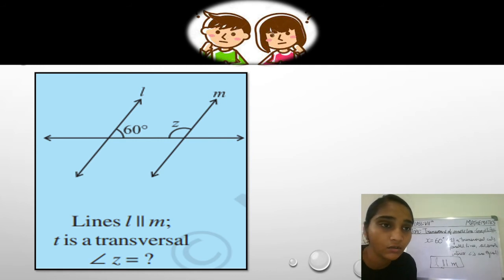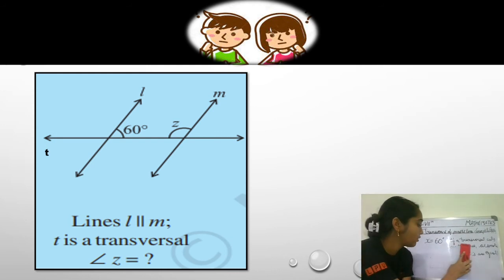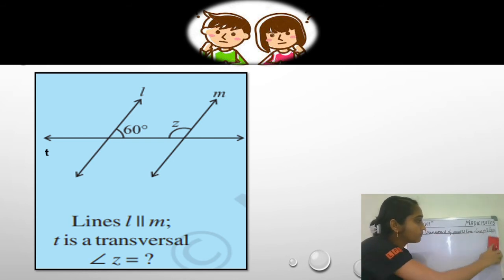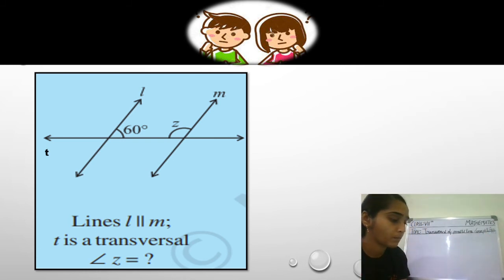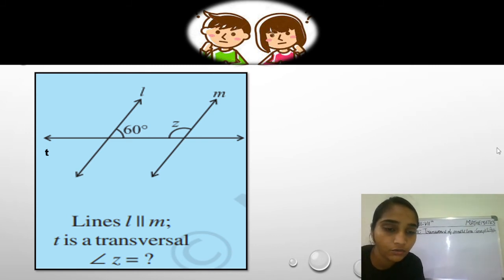So students, this is the transversal T, we can take it over here. This is T. So what do you think, students? What will be the value of angle Z? It is asking us to find out. Very good, students. If you are solving it, you can mention your answers in the comment section, what will be the value of Z.